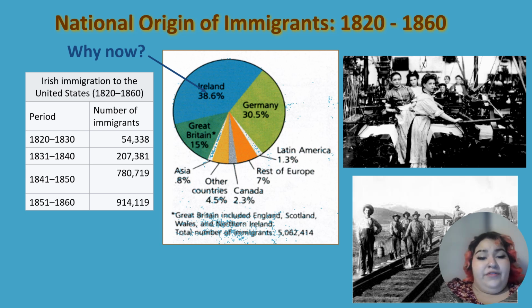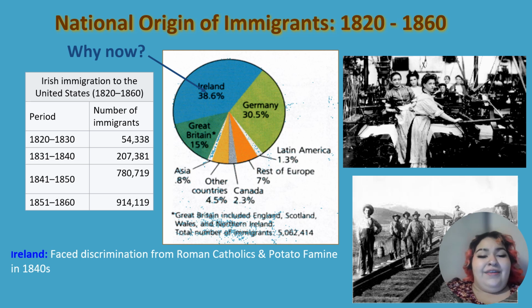Well, in Ireland, if you read your readings, it tells you that the Irish are going to face discrimination from the Roman Catholics, right? So they're going to flee to the United States in order to receive religious freedom, right? Escape religious persecution, right? But also in Ireland, the people are going to be going through what's known as the potato famine in the 1840s, meaning that during this time, some of their crops are going to fail, and the Irish are going to go through this period of food struggle, right? A lot of people are not going to get fed.